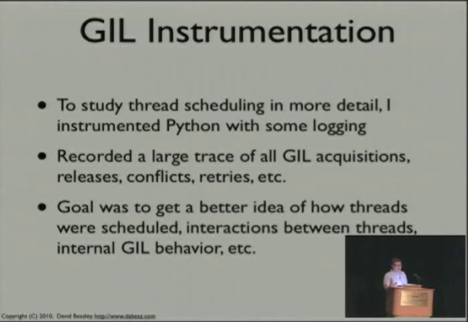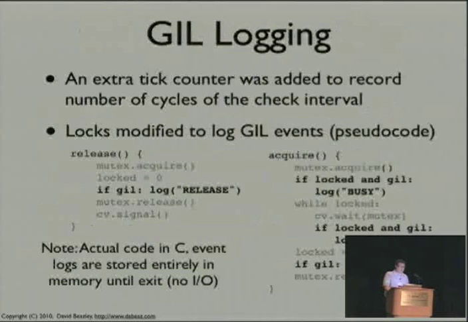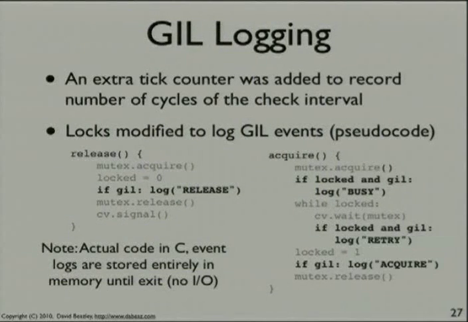And what the logging was meant to do is record a huge trace of when threads got scheduled, when they got the GIL, when they gave up the GIL, when they tried to get the GIL but couldn't, and so forth. Really the goal was to get an idea of what is going on with threads in the interpreter. This is the general idea of the logging.